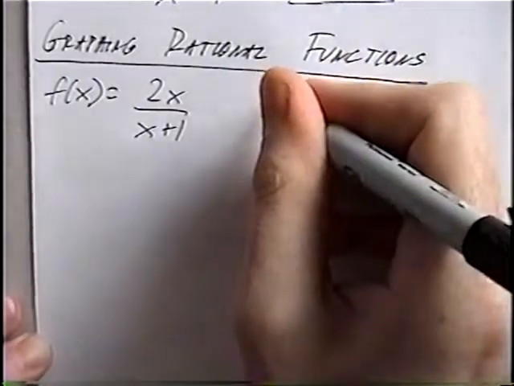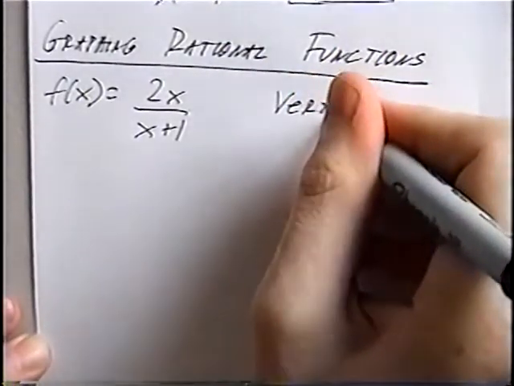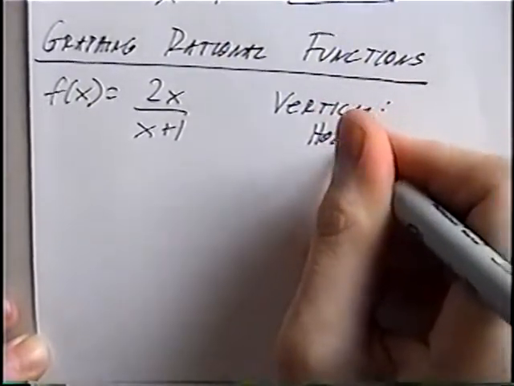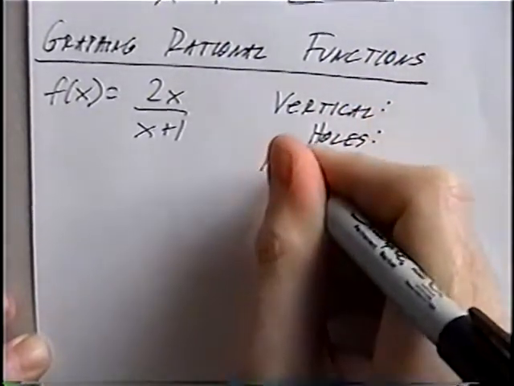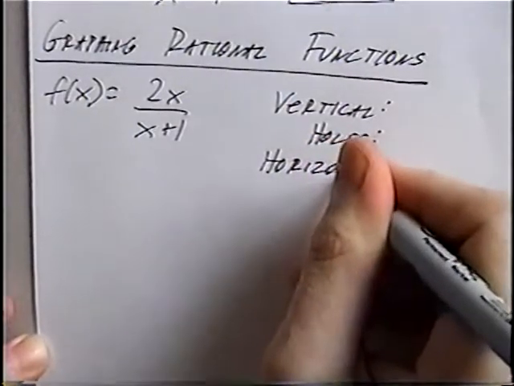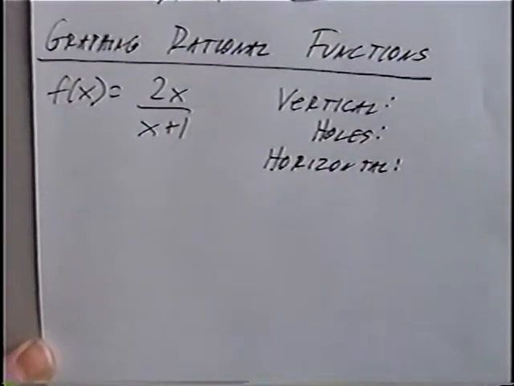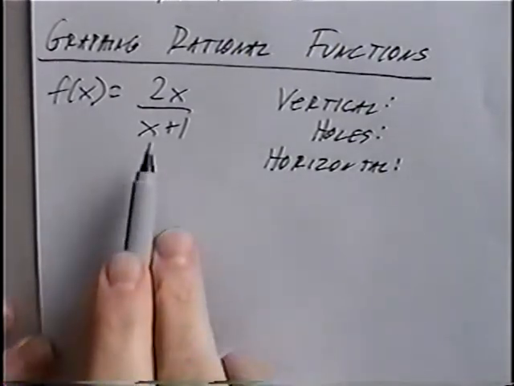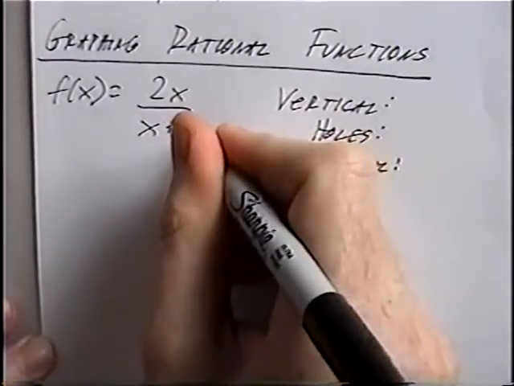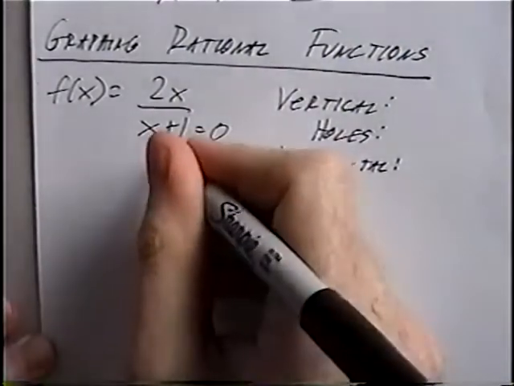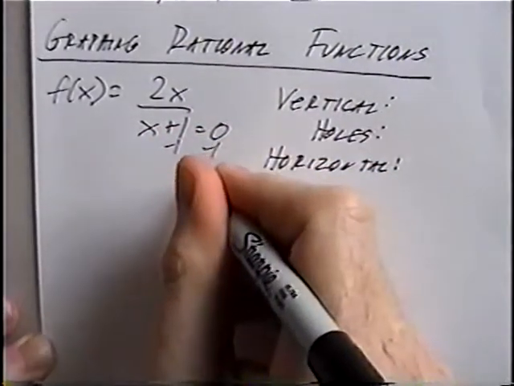First thing we'll do on this is find the vertical asymptotes, the holes, and also horizontal asymptotes. Once we find those three, then we can graph the function. Vertical asymptotes, again you set the denominator equal to 0, x plus 1 equals 0. In this case, x would equal negative 1.